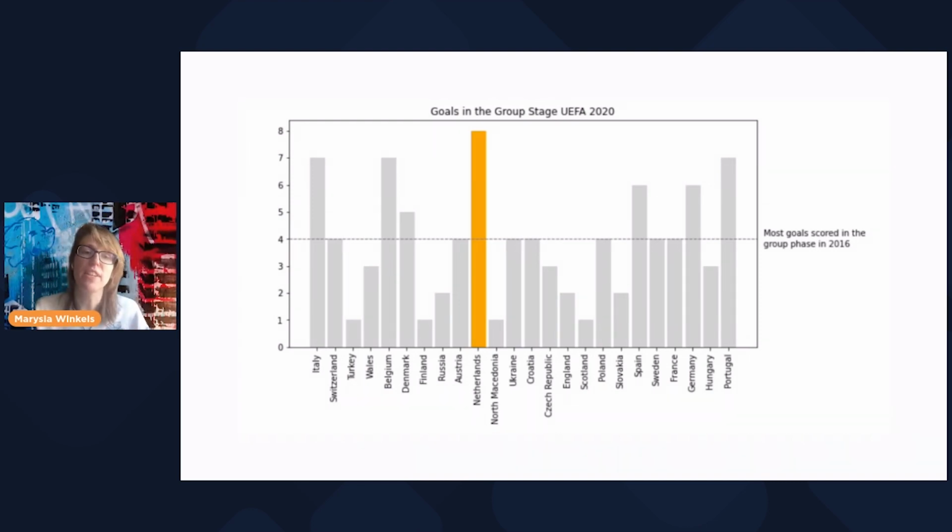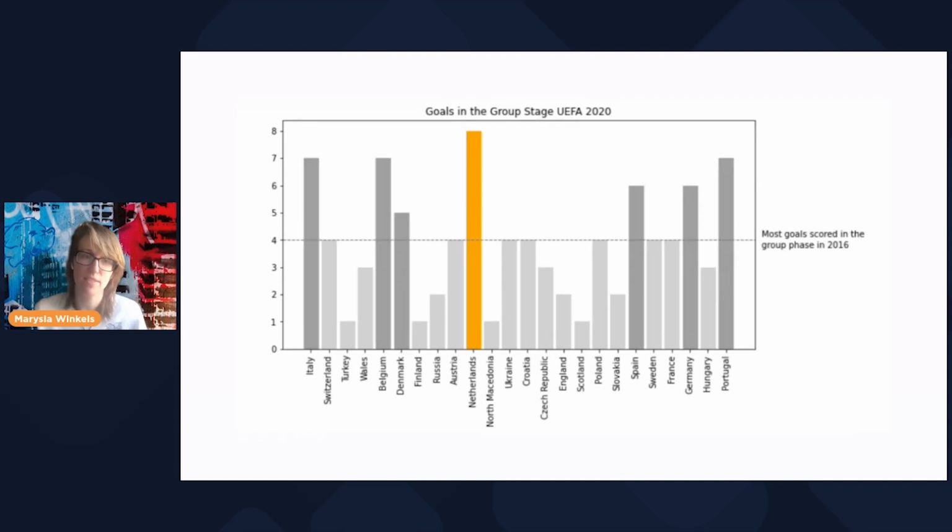And we can even add to this visualization by giving our story a little bit more context. For instance, in this case, by adding a line and some text to the chart. In this case, the line indicates the maximum number of goals in the championship 4 years earlier. And by adding that line, we see that actually quite a few countries scored more goals than the top number of goals in the previous championship. And again, we can further highlight that.